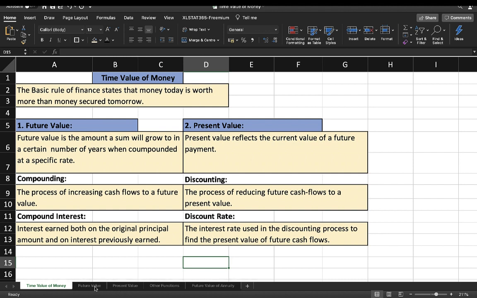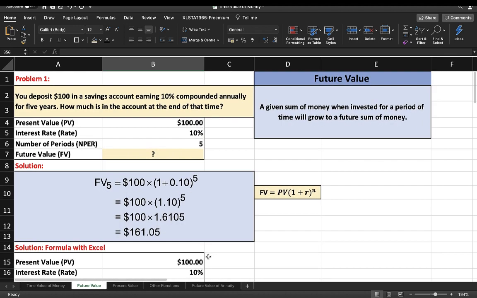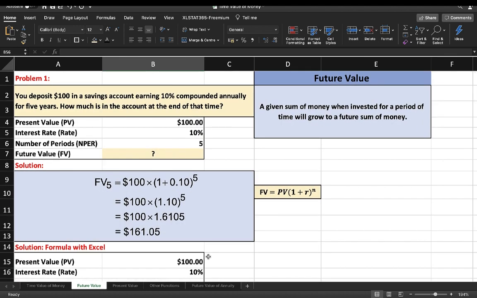Now I'll explain how to calculate future value with the help of Excel functions. As I told you before, future value is simply a given sum of money which, when invested for a period of time, will grow to a future sum of money. Here a problem is given: suppose you deposit $100 in a savings account earning 10% compounded annually for 5 years. How much is in the account at the end of that time?